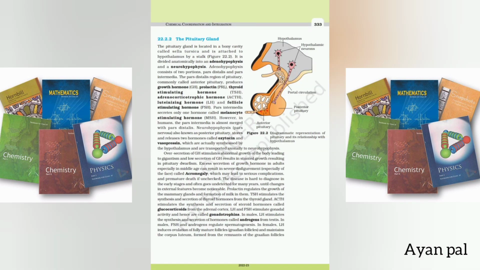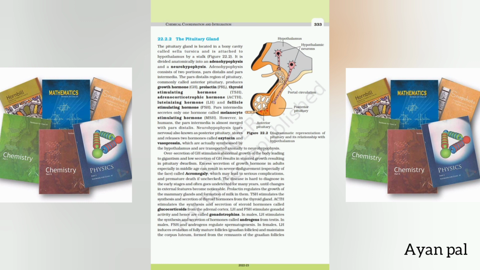The pituitary gland. The pituitary gland is located in a bony cavity called sella turcica and is attached to the hypothalamus by a stalk. It is divided anatomically into an adenohypophysis and a neurohypophysis. Adenohypophysis consists of two portions, pars distalis and pars intermedia.